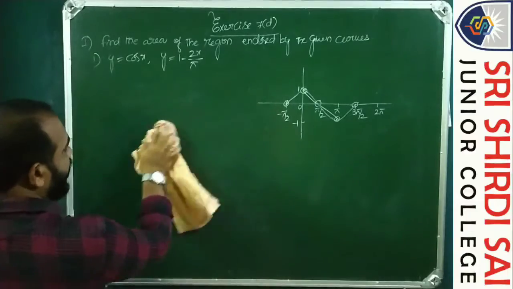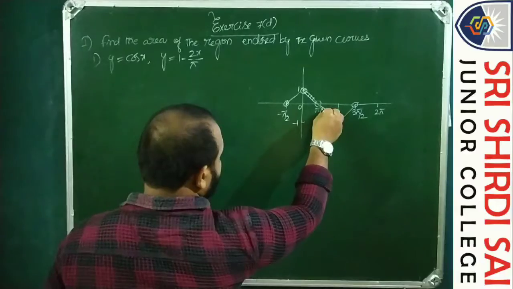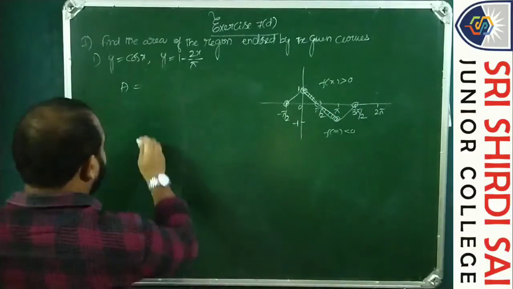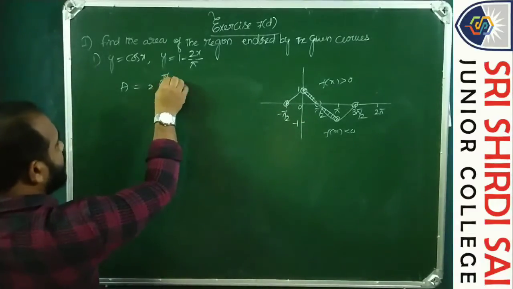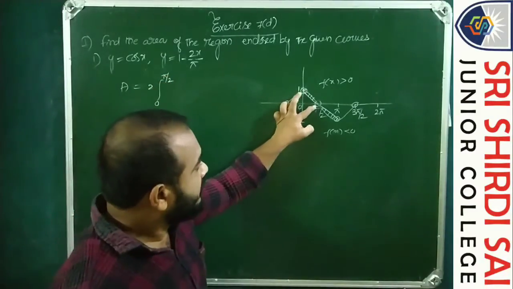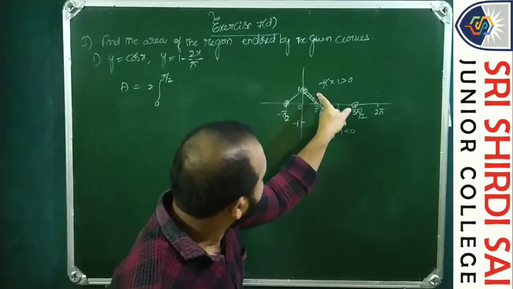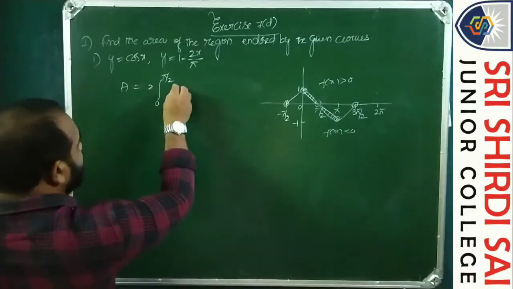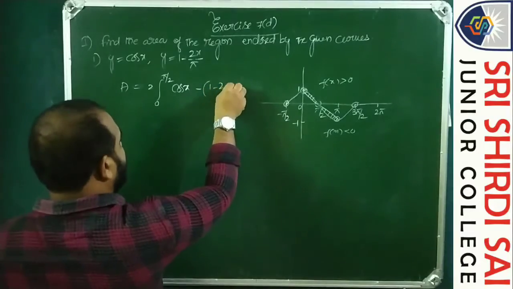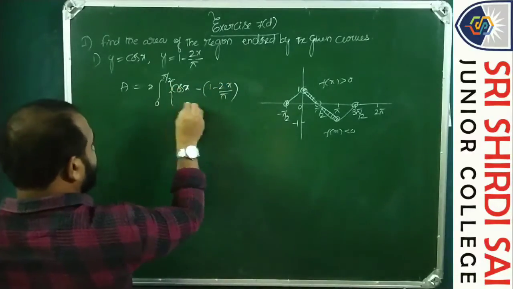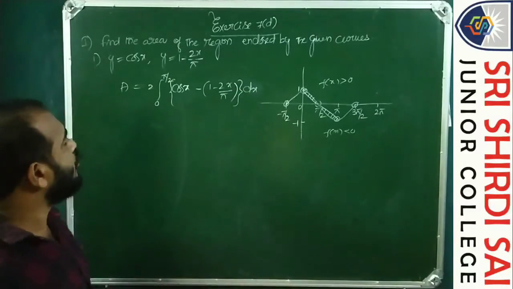Now here if you see, the area is this small region, right? This we can write as 2 integral 0 to pi by 2, because we want this curve as well as this curve. Therefore 2 integral 0 to pi by 2, the upper curve here is cos x minus the lower curve 1 minus 2x by pi, dx. If you find this, then this is the total area bounded by the two curves given.